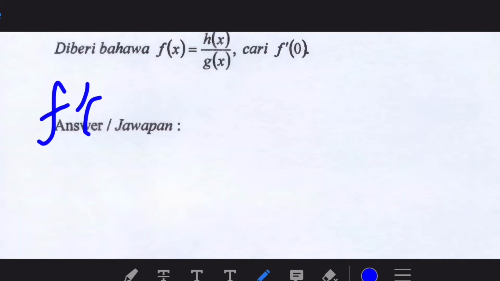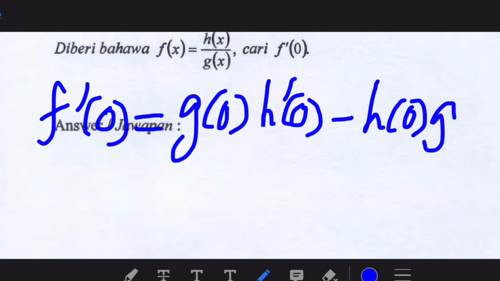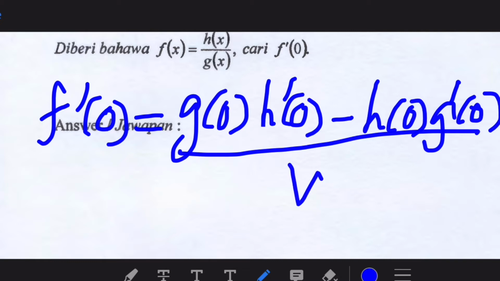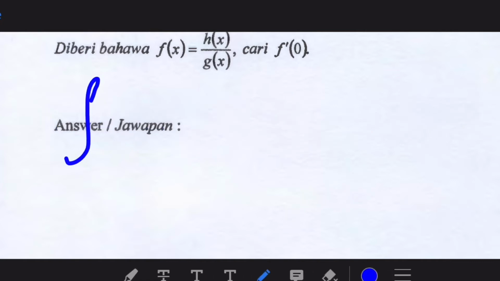Again, I show you f'(0). It means a differentiation for the function h(x) over g(x), or you can say dy/dx, or the first derivative, which is equal to g(0) h'(0) minus h(0) g'(0), over g(0) squared, where the v is g(0). Alright, so then you just substitute the values from just now. For g(0), we have the value, right?